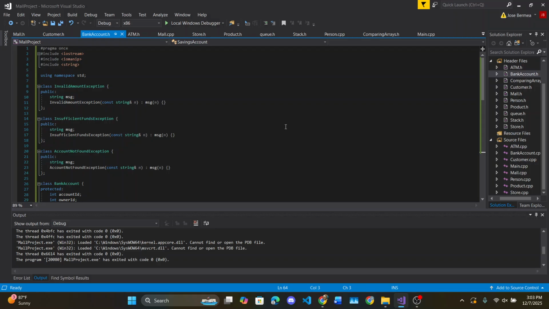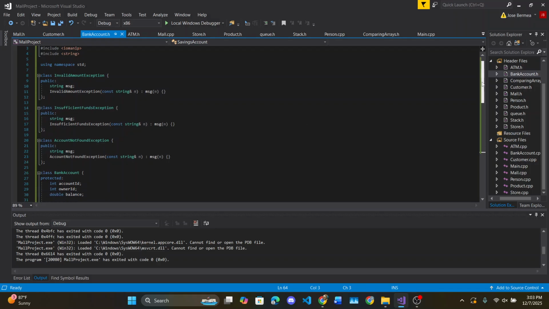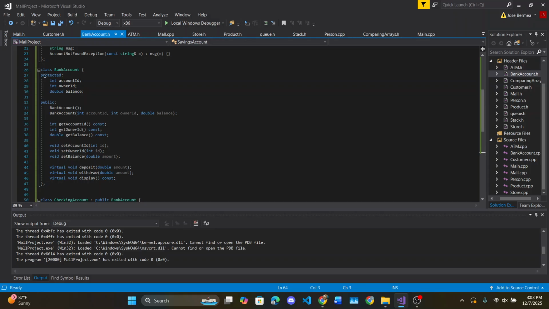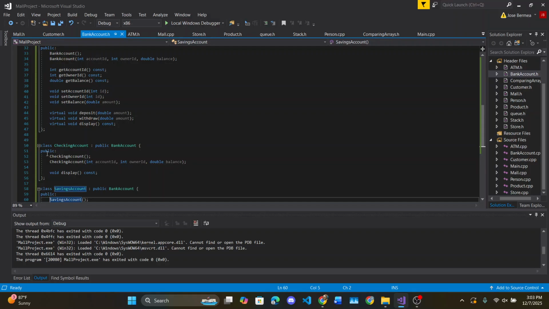Over here in the bank account, we have pretty much the same thing. You have bank account with the protected and all that stuff. Same thing, polymorphism and everything, so that way we can see whether it's a checking or a savings account.